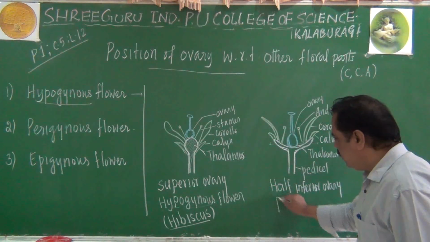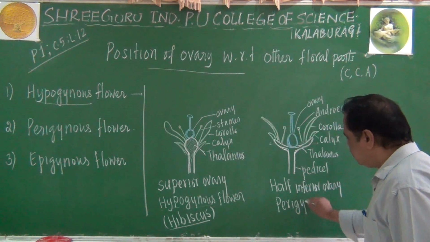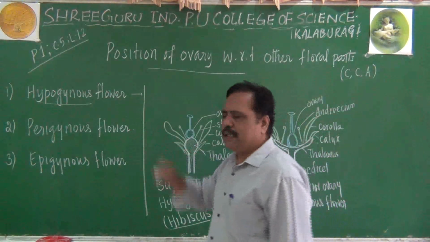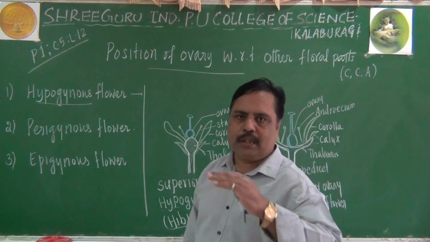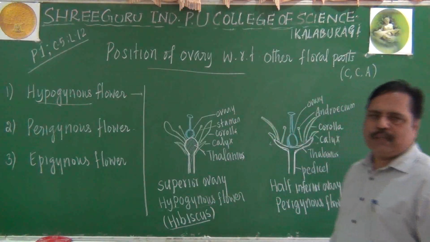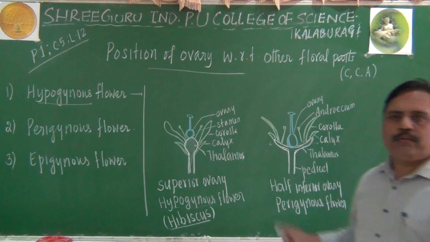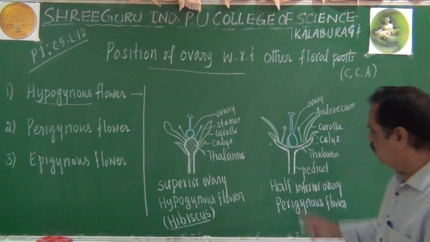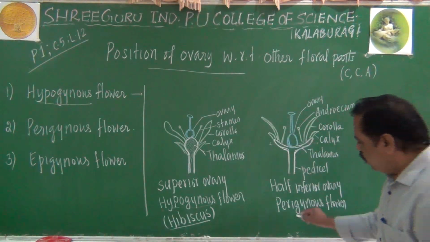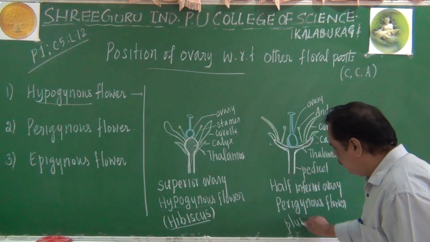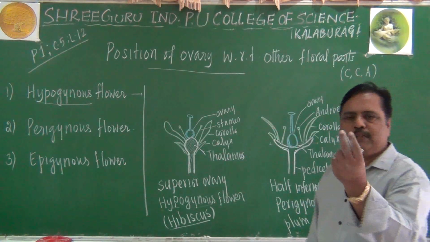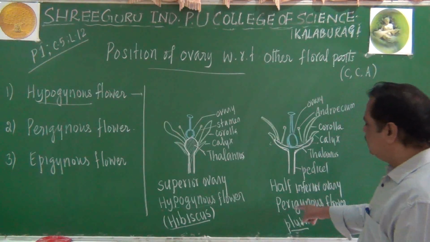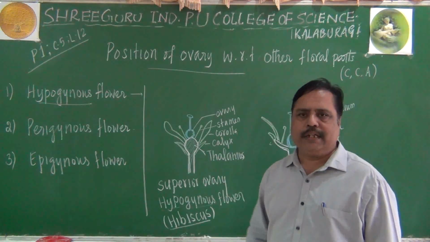Such a flower is known as perigynous flower, the second type. Not a complete superior ovary. In NEET 2020, a question was asked about this perigynous flower only. What is the example for this? You have to remember the flowers of the plum plant, which produce plum fruits. These plants exhibit perigynous flowers.